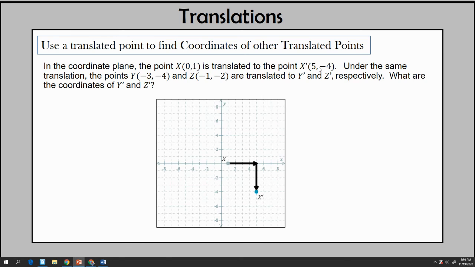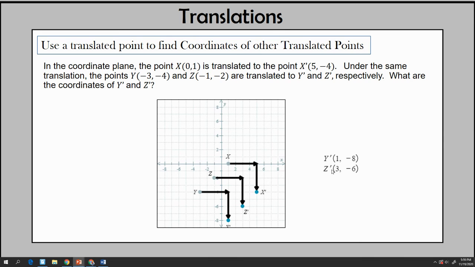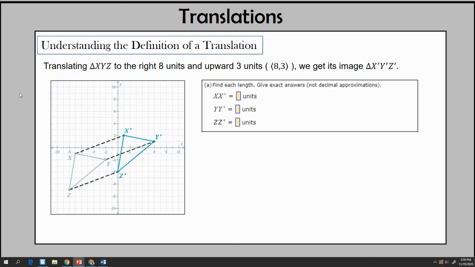If I add 4, no, add 4, subtract 4, pardon me. Add 4, subtract 4. 1, 2, 3, 4. Yeah, I should be there. All right, so that's the rule. To the right 4, down 4. So take these points, z to the right 4, down 4, y to the right 4, down 4, and what are their locations? Well, z is now at 3, -6, and y prime is now at 1, -8. So I use x to find the rule, and then I apply the rule to y and z to get their new coordinates.